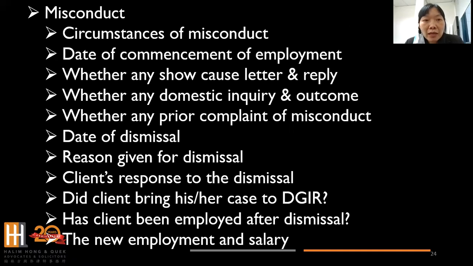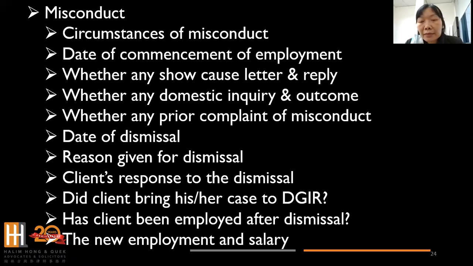So we go through them one by one. Misconduct. These are things that you need to get from the client. The circumstances of the misconduct: ask what happened, what did the company do, what did you do. You also need to get the basic information, the date of commencement of employment. This one you can see from the letter of offer, the offer letter or contract.